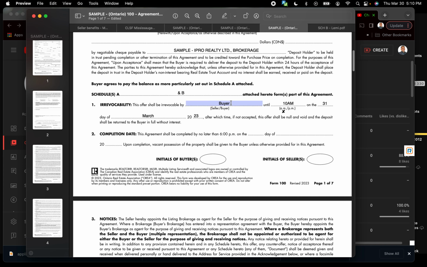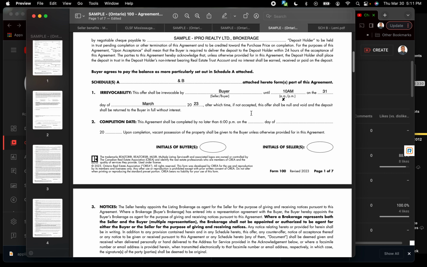Next, if we are the buyer submitting the offer, this is the irrevocability, meaning this is where the deadline of the offer is going to be, which is at 10 a.m. on the date we choose. Normally, we like to put our offers in with a few hours of irrevocability, 5, 6, 7 hours, but depending on the situation, this may be a little bit longer.